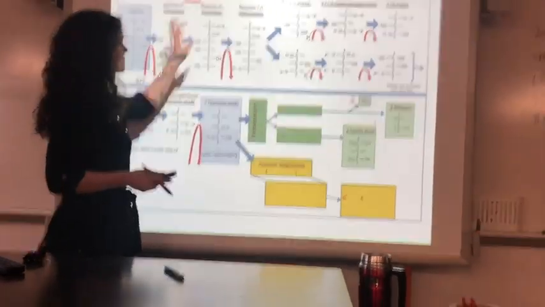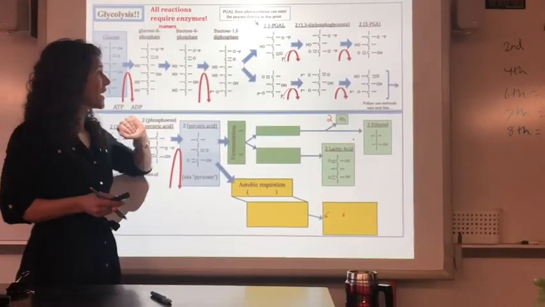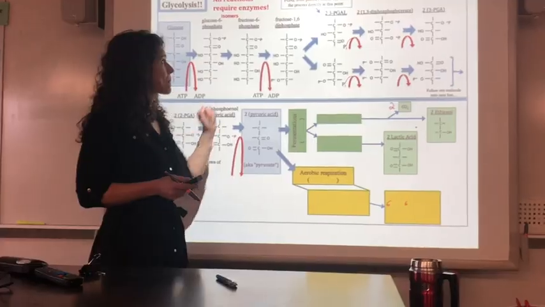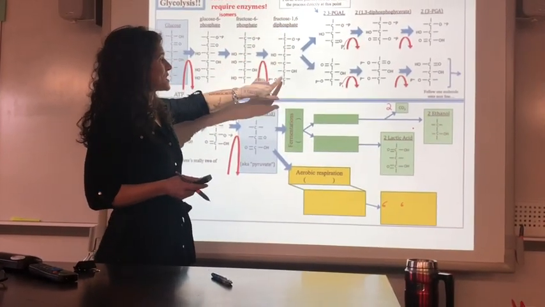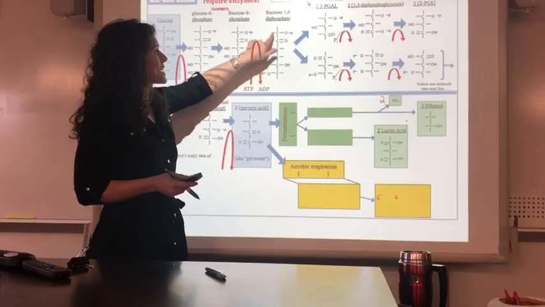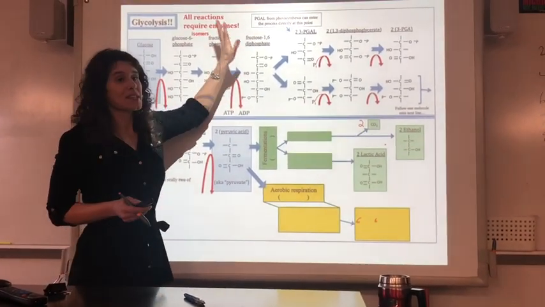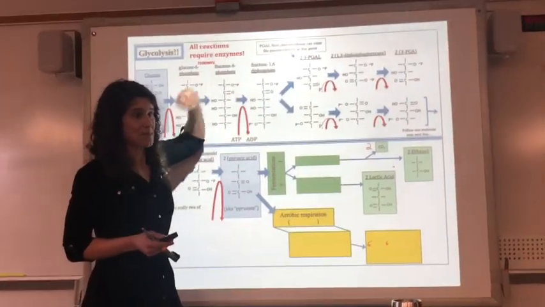Okay, so fructose 6-phosphate is converted into fructose 1,6-diphosphate by an enzyme and ATP. So the reason it is fructose 1,6-diphosphate is that there are two phosphates and they're on the first and the sixth carbon in the chain. Do not be intimidated by the long words. It's just a fructose with two phosphates on opposite ends.